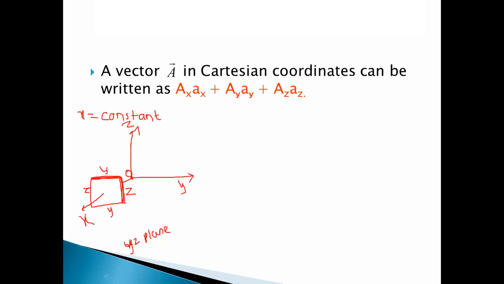YZ plane means it is only for the representation. When we are considering that x is equal to 0, that plane will be the YZ plane. But when we are considering x as any constant value, which values will be present? Here y and z values will be present. Means this plane is showing you this.